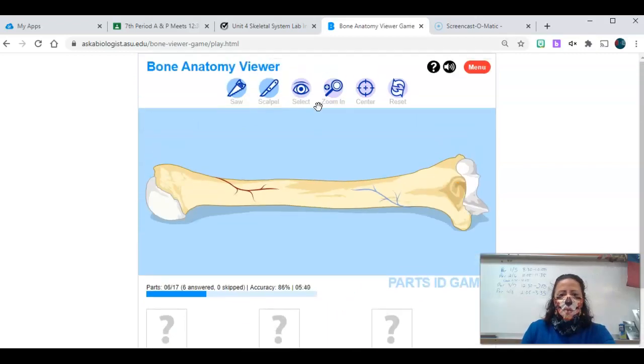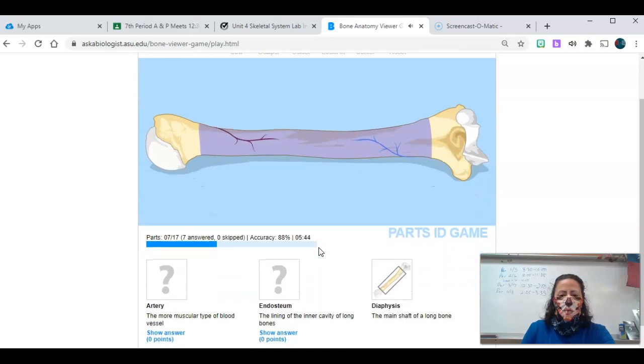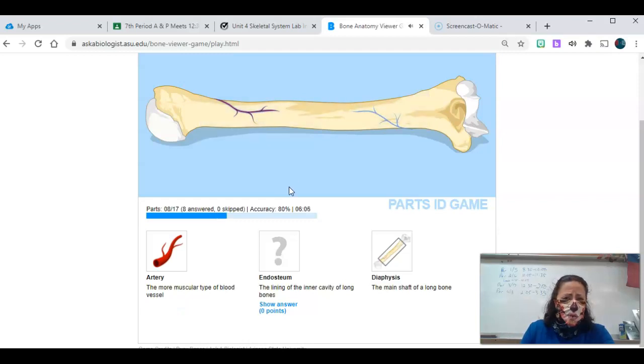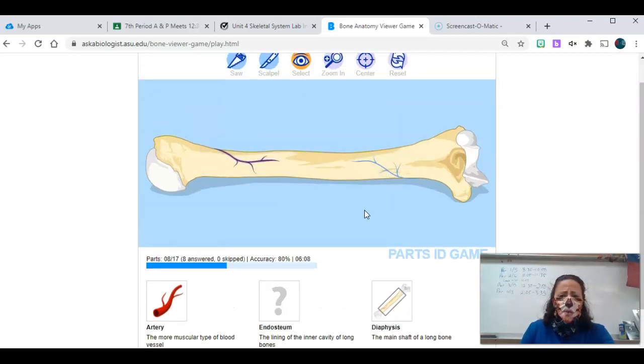The diaphysis, let's select. I know that that's the main shaft of the bone. Endosteum and, artery, the more muscular type of blood vessel. Well, that's still going to be one of these. Let's see, will it let me? No, it doesn't like me using that one. So it's going to be the red one.